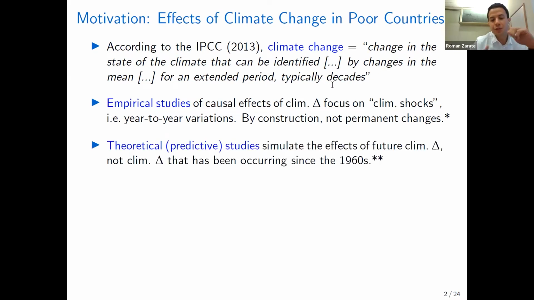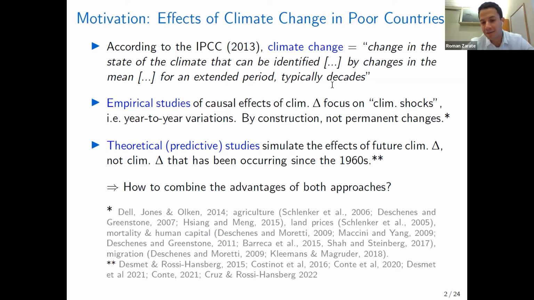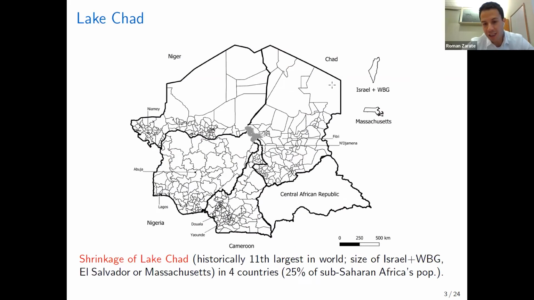The second approach, which is more related to the economic geography literature, has been to build very rich quantitative spatial models, dynamic models most of the time, to simulate the future effects of climate change. However, they have not studied a shock that is in the past. In this paper, we try to combine the advantages of both approaches by analyzing the shrinkage of Lake Chad.